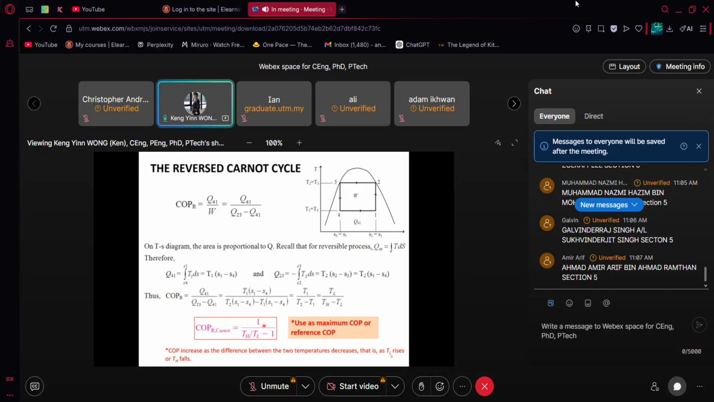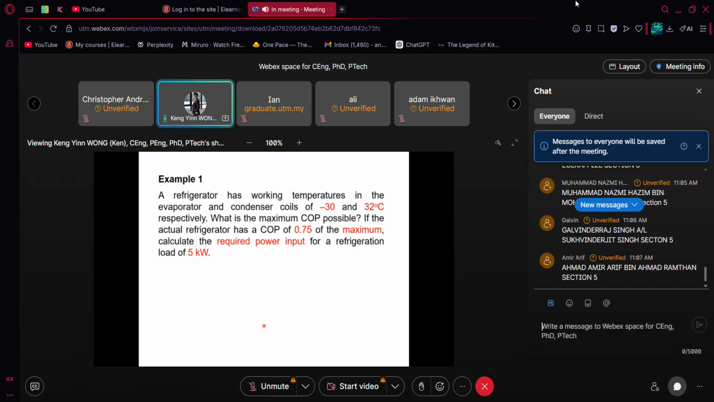Okay, so important: TL divided by TH minus TL. Next, this is the question. A refrigerator has a working temperature between the evaporator and condenser coil of negative 30 and 32 degrees Celsius. Which one does negative 30 belong to, TL or TH? Negative 30 belongs to your TL, and 32 degrees Celsius belongs to your TH.